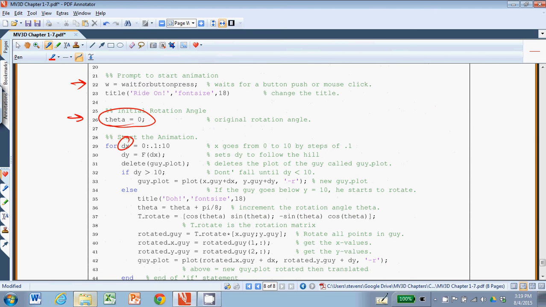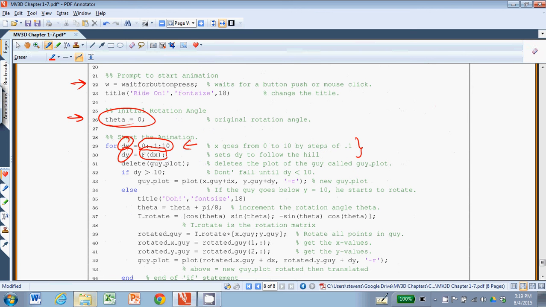So dx is just my x values. That's going to go from 0 by 0.1 to 10. So that's going to go 0, 0.1, 0.2. So actually in this particular case, let's see, 10 times 10. I'm only doing 100 frames in this particular animation. And then dy is just going to be f of dx. So this creates my hill right here.